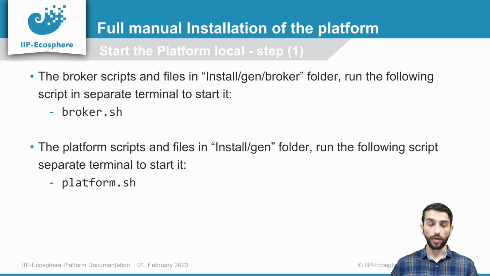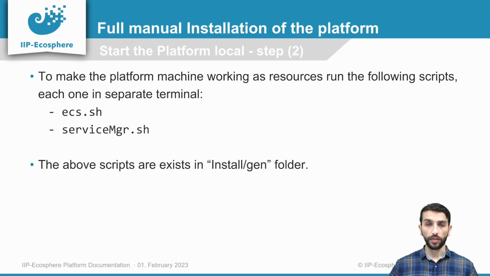Now start the platform as local. First, run the broker using the broker.sh command in the install gen broker folder in a separate terminal and keep it open. Next, run the platform using the command platform.sh in the install gen folder in a separate terminal and keep it open. To make the platform machine work as a resource, run the following 2 scripts, each one in a separate terminal, and keep it open: ecs.sh, servicemgr.sh. The above scripts exist in the install gen folder.